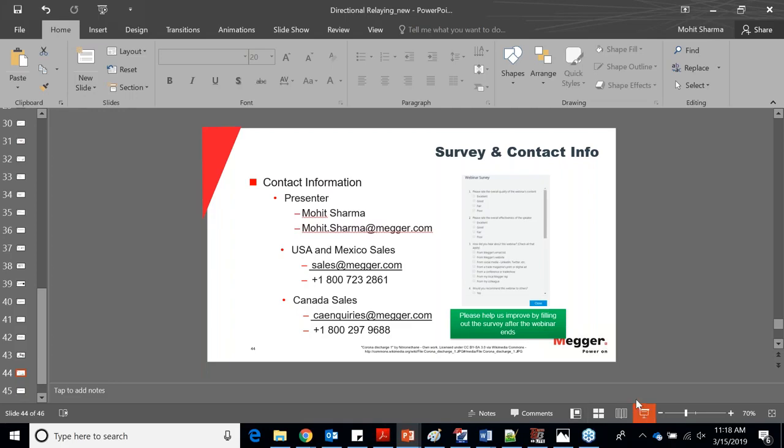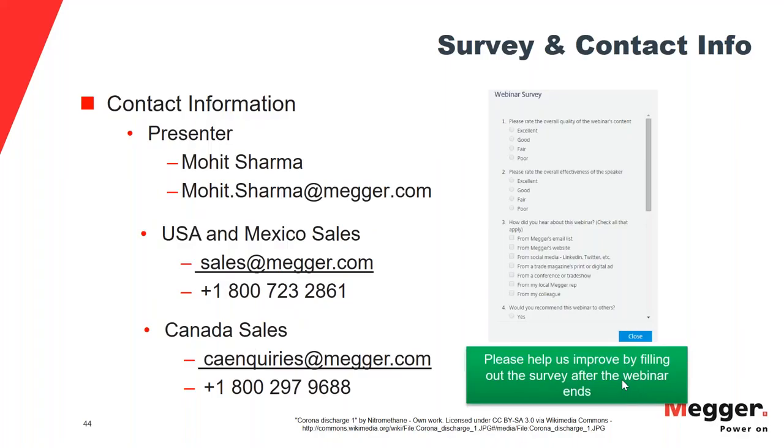All right, and the last question we have is for Mr. Mohit. How can we decide where to use a non-directional relay and a directional relay? For radial feeders, a non-directional relay has proven its worth, but if you have a ring network, it's good to have directional relays. That's the application I've seen.